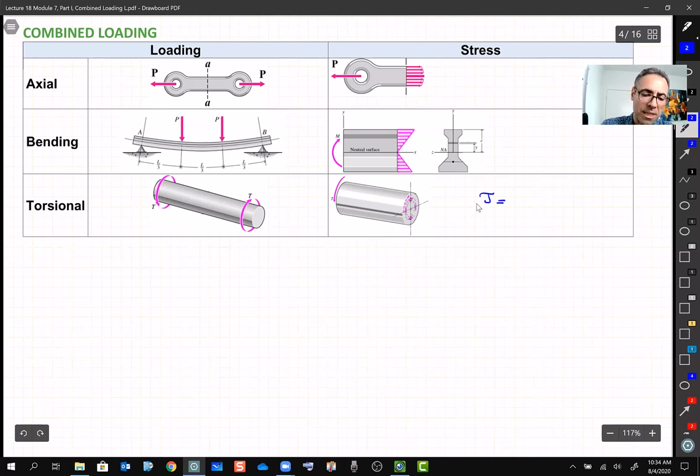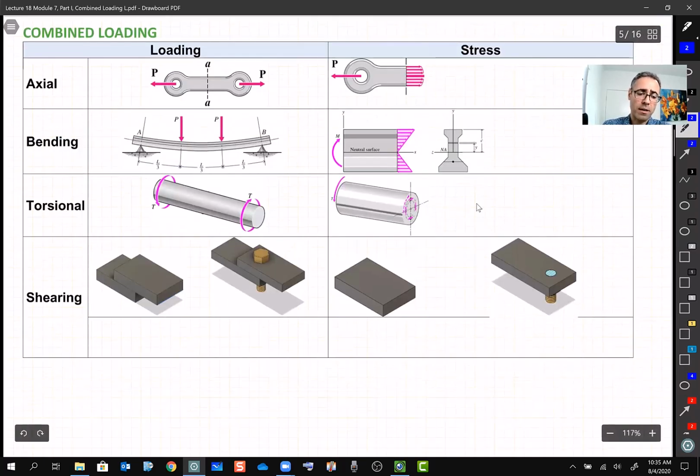And this shearing stress, we learned, is simply TR divided by J. As you saw in an earlier lecture, R is the radius for the point where we want to calculate the stress, which normally we calculate at the outer diameter or outer radius. And J is the polar moment of inertia. And eventually, something which we call shearing stress.